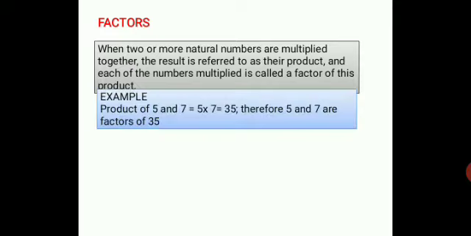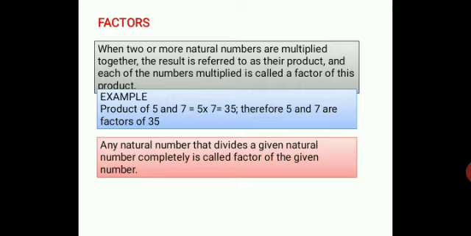this product. Now see the example. Product of 5 and 7. Product of 5 and 7 is how much? 35. 5 7s are 35. Therefore 5 and 7 are the factors of 35. 5 and 7 divide 35 completely. So 5 and 7 are called the factors of 35.